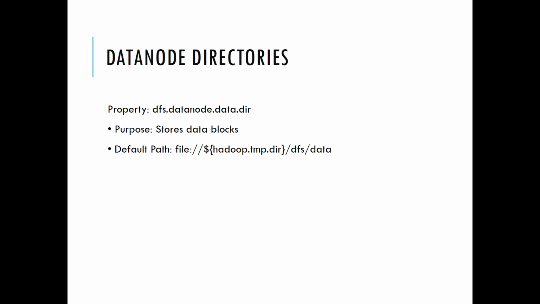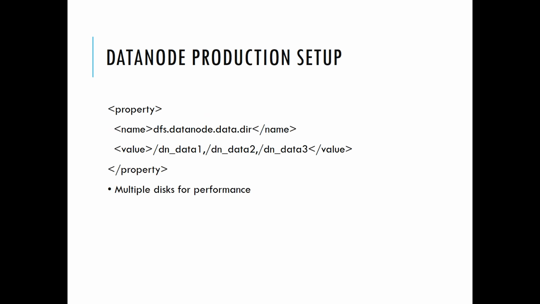While the NameNode handles metadata, the DataNodes handle actual data storage. They store HDFS data blocks in directories specified by the property dfs.datanode.data.dir. Similar to the NameNode setup, the default path is under $HADOOP_TMP_DIR/dfs/data, but production environments typically use dedicated disks. In production, DataNode directories are configured to utilize multiple paths such as /dndata1, /dndata2, and /dndata3. This approach helps balance the load across multiple disks, improving performance and reliability by avoiding single points of failure.